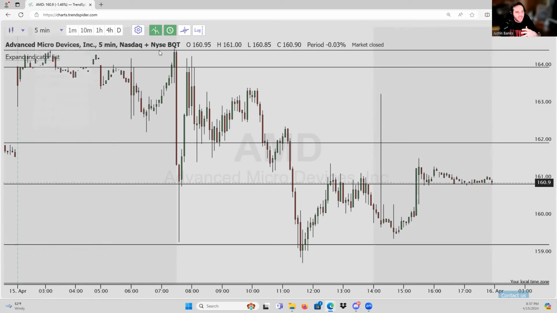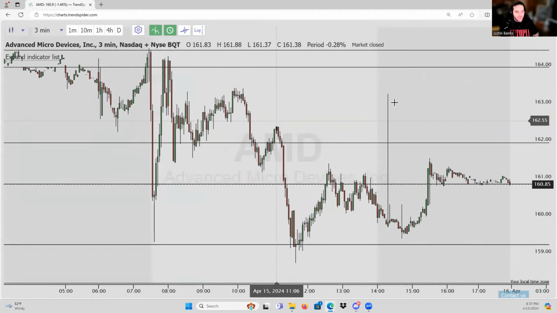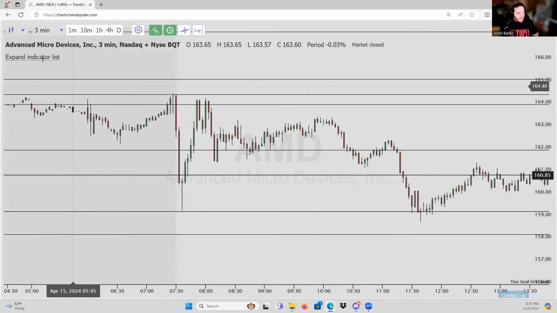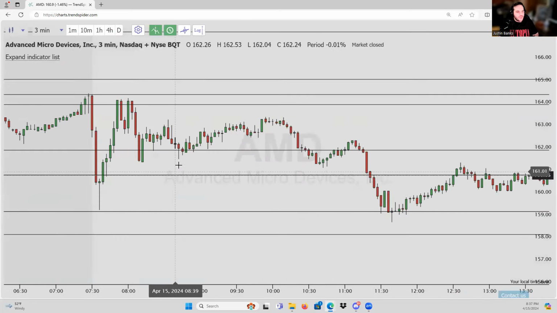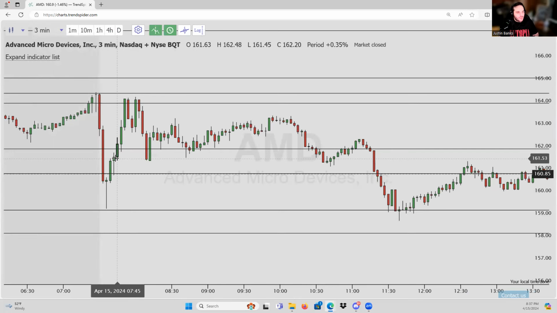Why? Because the hourly is just starting to form, 4 hours just starting to form, 30 minute, right? Everything's just starting to form. So we kind of need a little bit more picture to the story when it comes to trading. So I kind of went down to the 3 minute, went down to the 2 minute. Let's take a look at this difference and where I took the trade. So I took the trade right here.